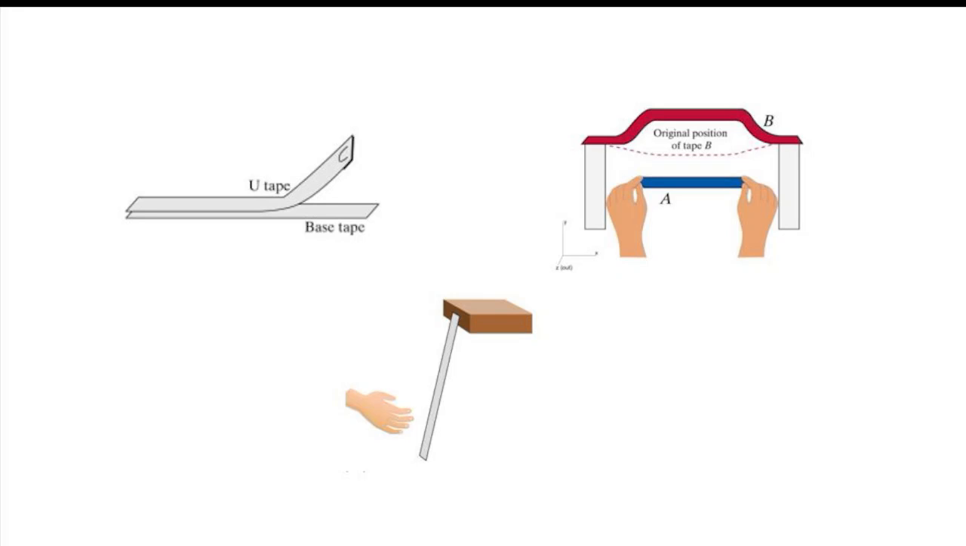On the top right corner was the second part of the experiment, and this one showed that if we had two tapes of the same charge, for example, both negatively charged, then tape B, which is the red one, would actually go up a little bit because they would repel each other since they were both the same type of charge.